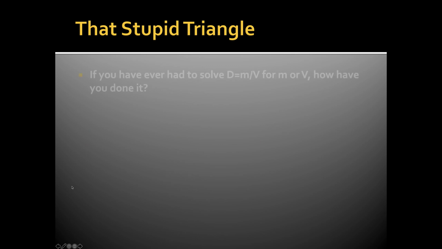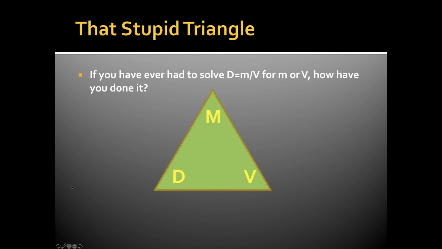All right, are you guys familiar with this? This is the formula for density. Density equals mass over volume. And so you put this stupid triangle here. If you want density, it's mass over volume. If you want mass, it's density times volume. If you want volume, it's mass over density. It's really cute, isn't it? And if you use it, yeah, don't, because it's not going to help you at 99% of the math.